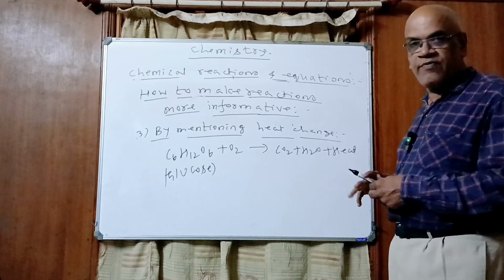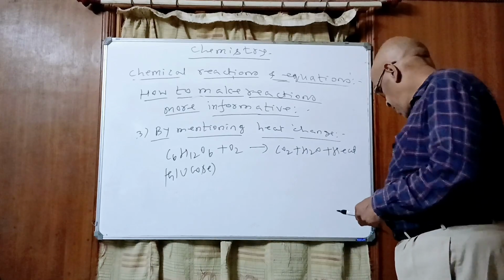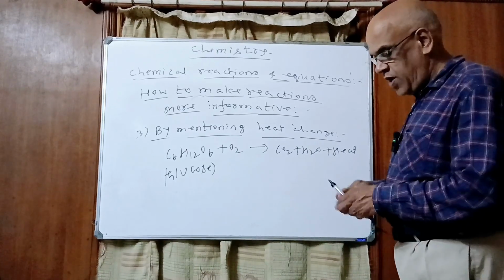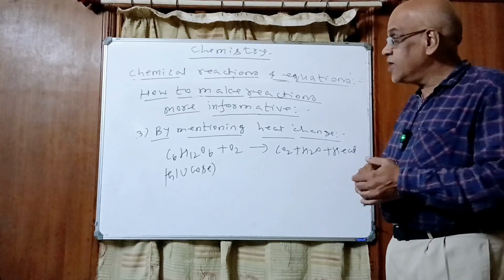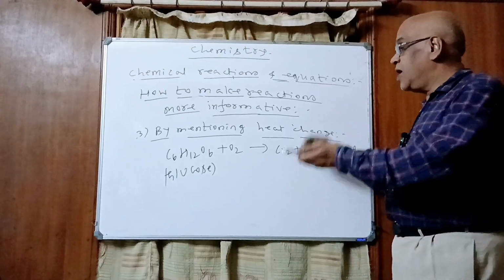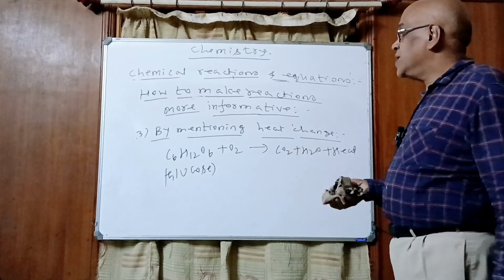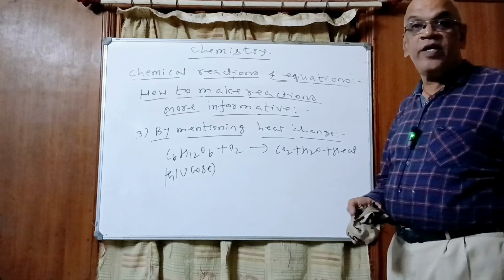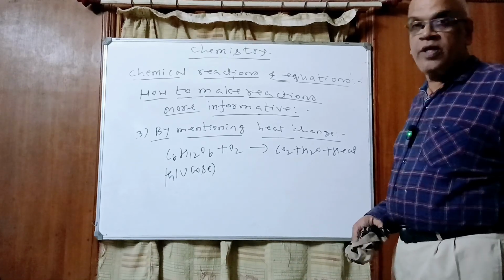Finished this topic, children. Easy enough? Please practice it. 1 mark, or if you are lucky, they will ask for 3 marks, or they will ask for all the 3 points. How to make the reaction more informative: give an example for each. 3 marks, easy to score, isn't it? Good.